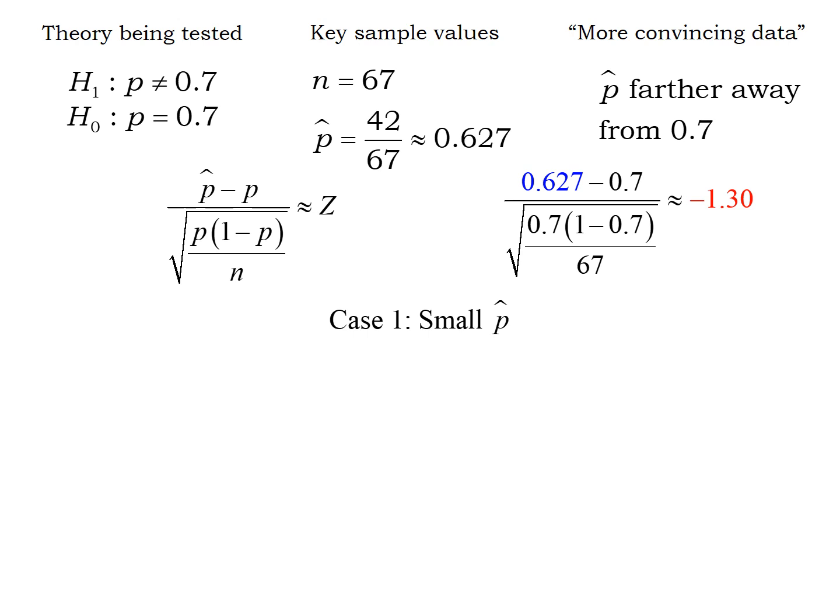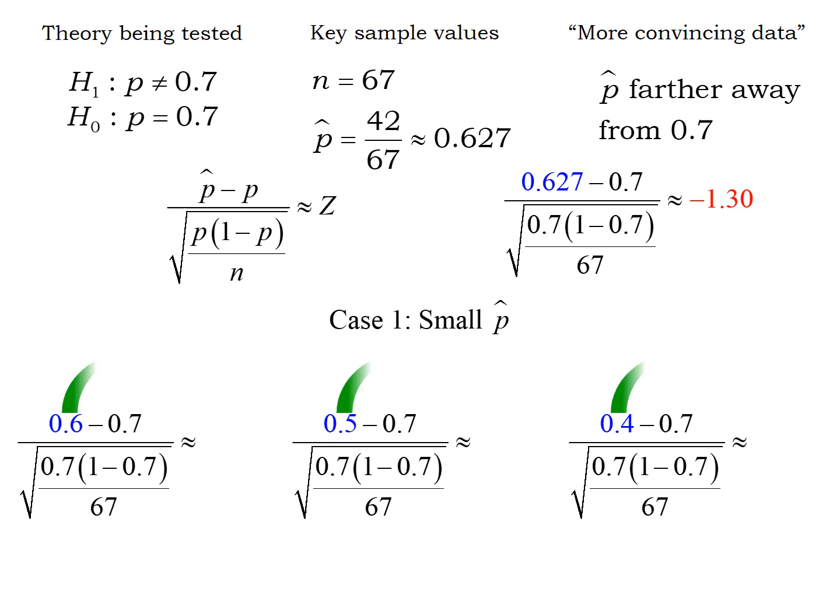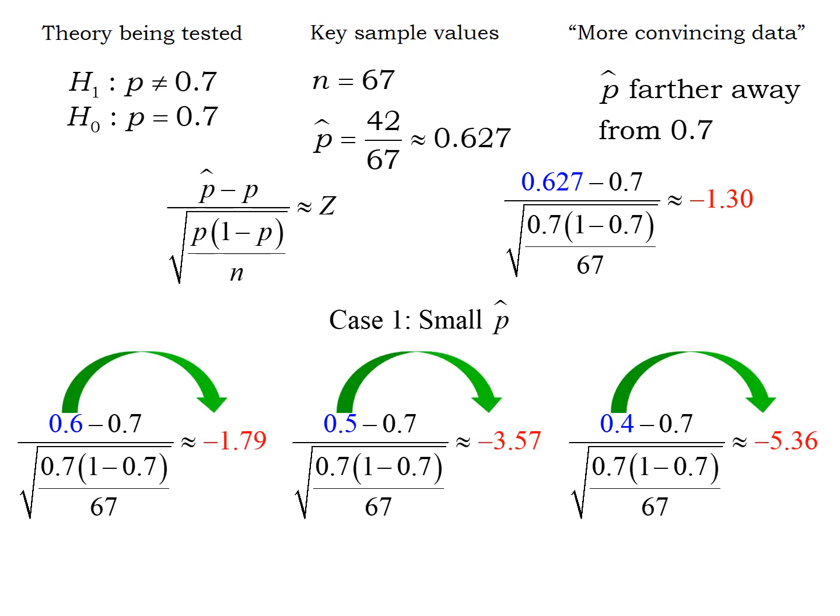So if we were to have a smaller p hat, what would happen to our test statistic? Let's look at some numbers. Let's suppose p hat was 0.6, or smaller at 0.5, or even smaller, 0.4. As our value for p hat goes down, our z-score is going to be going down also. So the smaller p hat is, the smaller the z-scores are with this equation. Again, all this depends on the equation I'm using.